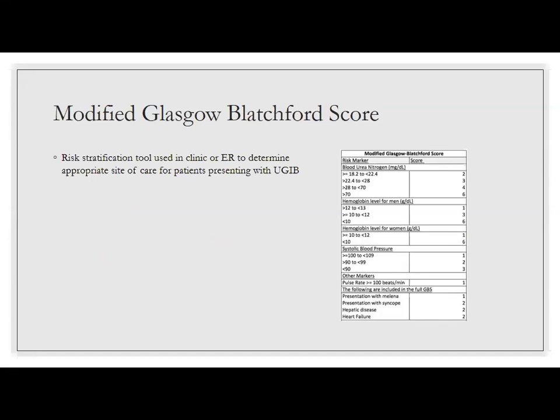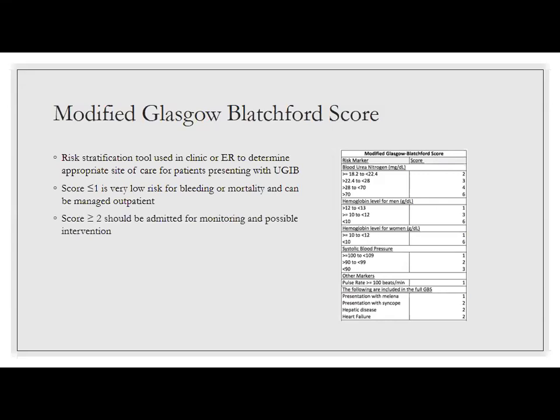So there's a couple of scoring tools that we use. There's the Glasgow Blatchford score. So this is useful when you're in clinic or when you're in the ER and you're trying to decide, a patient who comes in with an upper GI bleed, do they need to be admitted to the hospital, or can I manage this patient as an outpatient? So it takes into account the BUN, hemoglobin, systolic blood pressure, and the heart rate. So if they're scoring 1 or less, they have a very low risk for bleeding or mortality, so you can actually manage them as an outpatient. Anyone 2 or above should be admitted at least for monitoring and possible intervention.